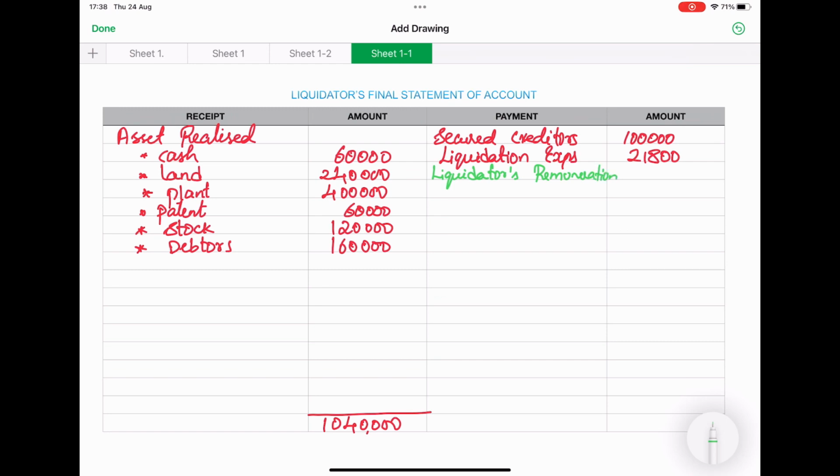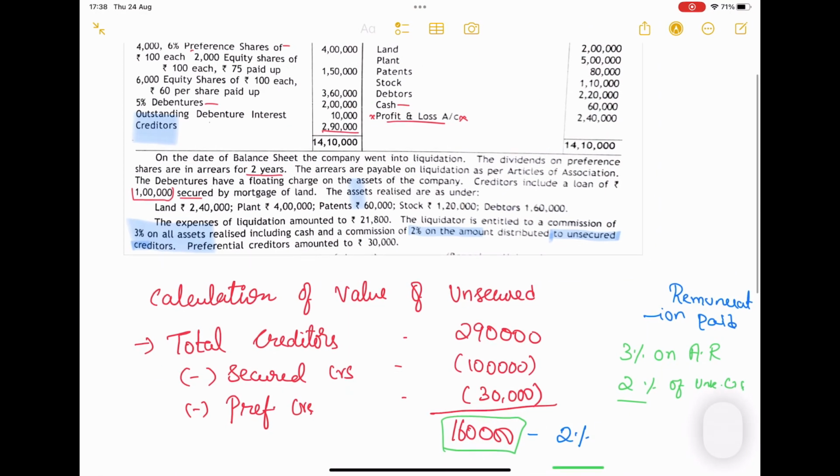Yes. So first, remuneration: on what value are we going to pay? We are going to pay 3% on asset realized. So how much? The value of asset realized is 10,40,000. So I'll just write it here.